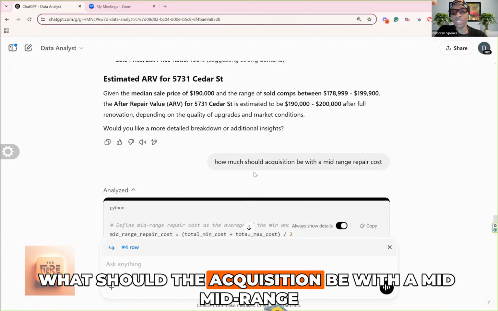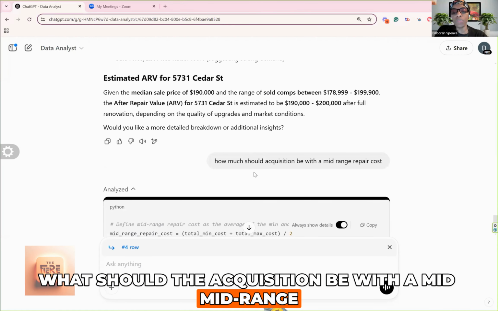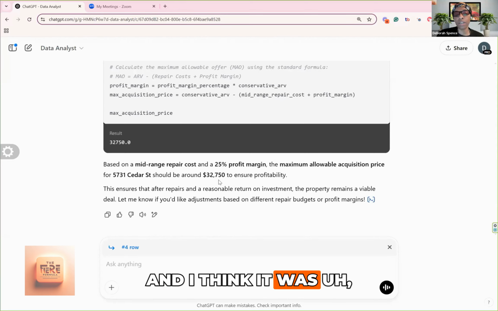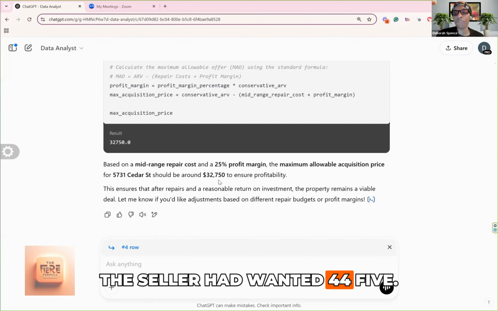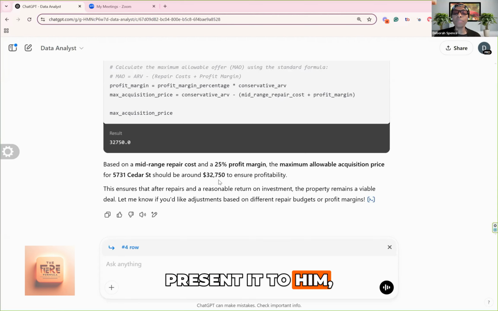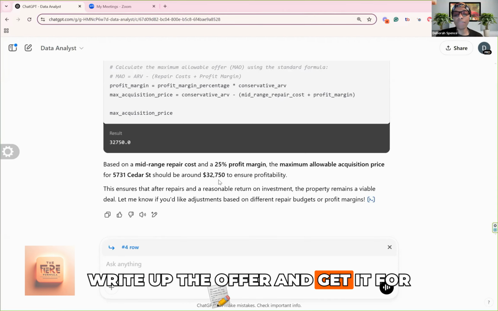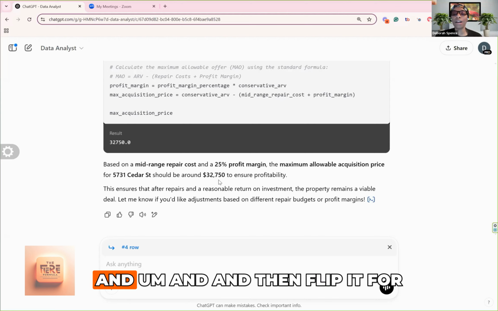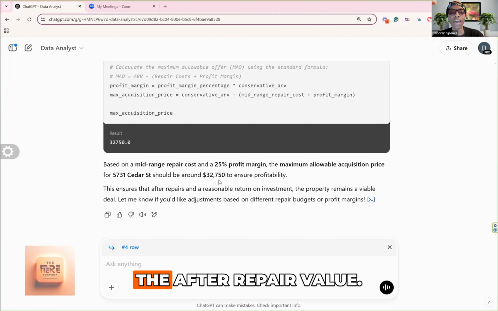So I'm like, okay, how about what should the acquisition be with a mid-range repair cost? And it gave me the answer, 32,750. And I think the seller had wanted 44.5. So I just have to print this out, present it to him, write up the offer, and get it for 32.7, do the mid-range repair with a hard money loan, of course, and then flip it for the after repair value.